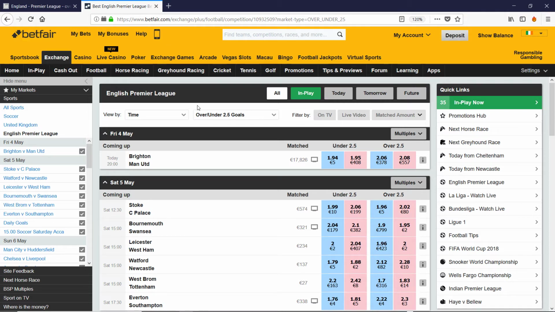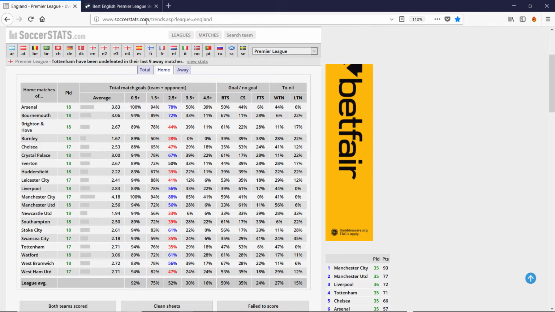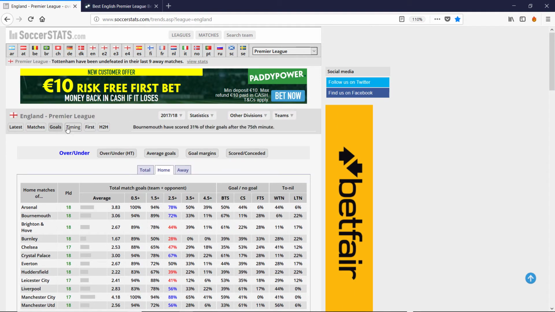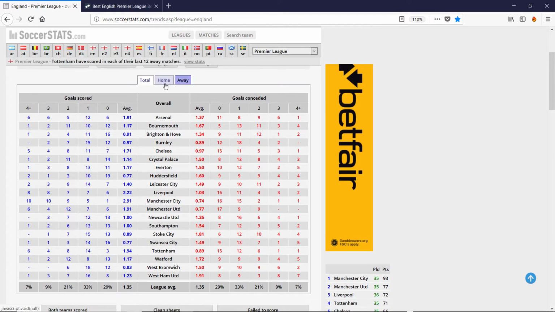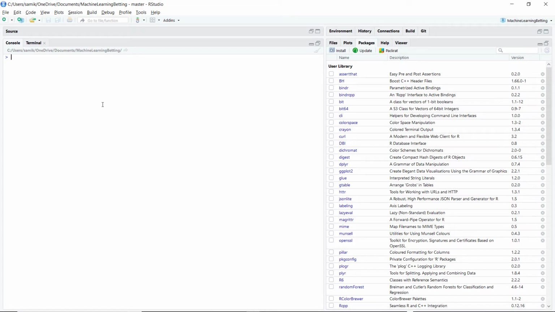On Betfair, I can just say over under and it lists the games and the odds for the over and unders. I'm just going to take the first three: Brighton Man United, Stoke Palace, Bournemouth Swansea. Same old procedure. I get the data from soccer stats, go to the goals scored and conceded, then get the average rate scored by each team at home and away, and then we plug those into the R program.